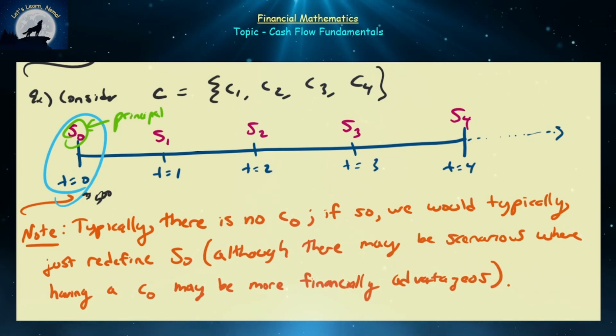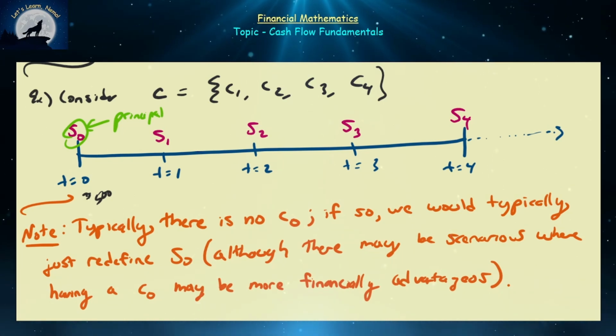But there are going to be some financial products that we'll discuss in the future where it might make more sense to define cash flows at time t equal to 0. But we'll get there at a later time. So this is pretty much what we're looking at in terms of the timeline of these cash flows when they occur and these balances S0 through SM.